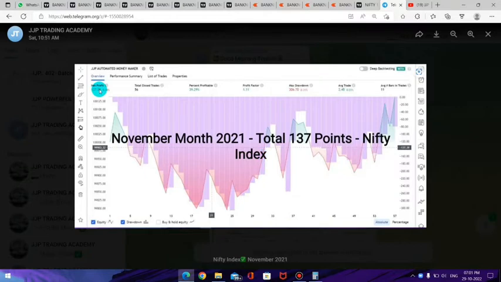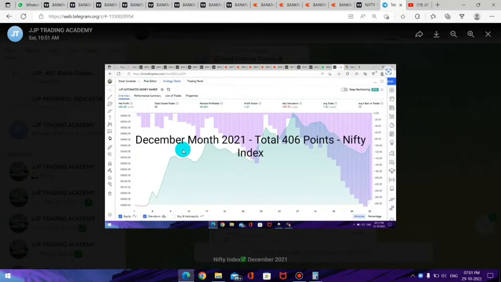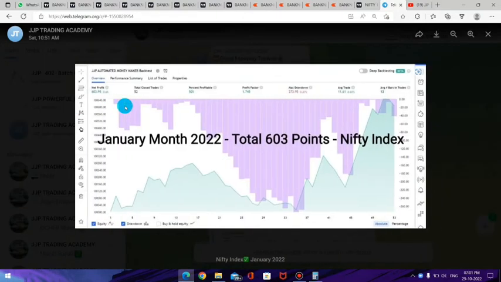If you want to calculate for the investment, multiply with 50 to get the result for one lot, with two lots of options and one lot of index points. Only then can you calculate the profit gained by the strategy. Right now I'm just showing you the points. For December 2021, you can see 406 points. Like this, gradually the strategy is giving a good result month by month.